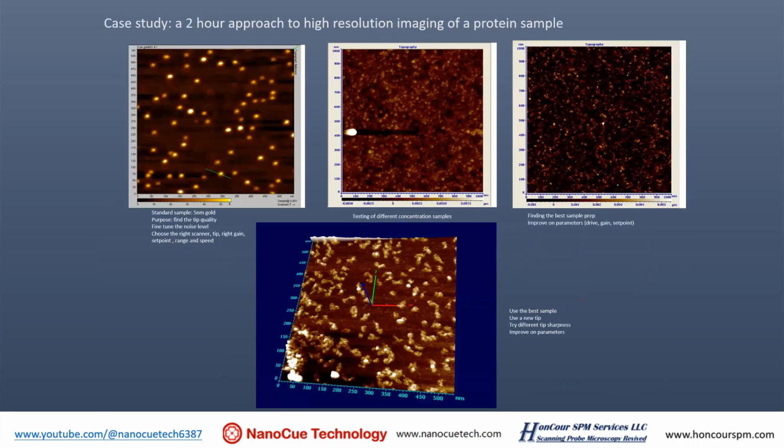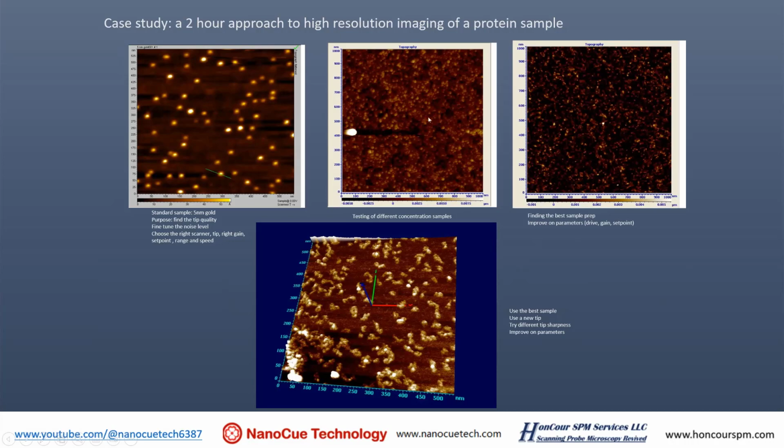This is just one of the examples of optimizing an image, the one in the center lower. This is an image of a protein sample. If you don't have the sharpest tip and the good parameters, the sample looks like the image on top, which is the same sample. And the sample concentration is too high. They all look like circular dots.